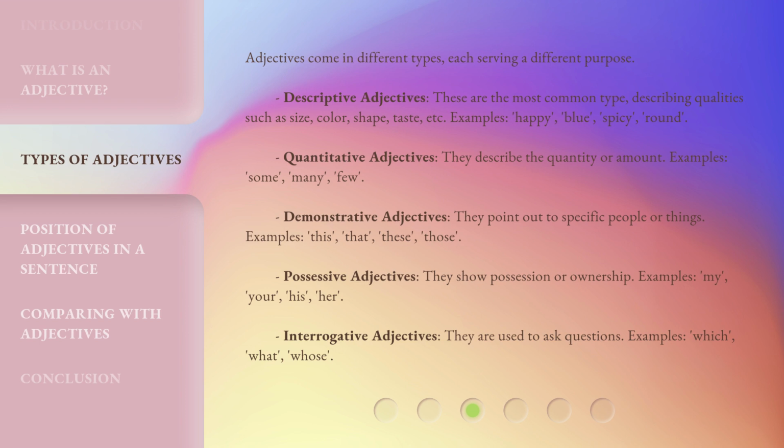Possessive adjectives. They show possession or ownership. Examples: my, your, his, her. Interrogative adjectives. They are used to ask questions. Examples: which, what, whose.